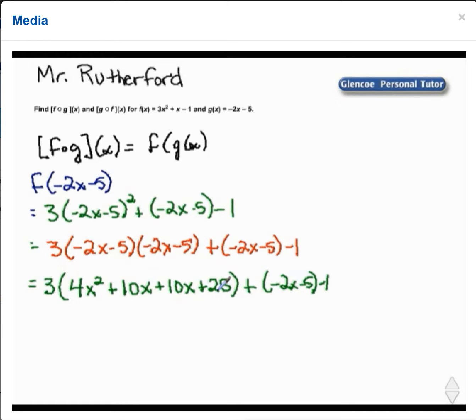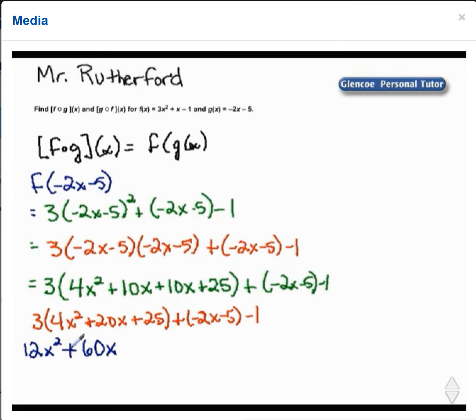So let's simplify the inside here of the parentheses. We have 3 times 4x squared. 10x and 10x gives us 20x. Then plus 25 plus negative 2x minus 5 minus 1. So now we need to distribute the 3 to the inside of the parentheses. So we have 3 times 4x squared, that is, which gives us 12x squared. 3 times 20x is 60x. And then 3 times 25, which gives us 75. Plus our negative 2x minus 5 minus 1.